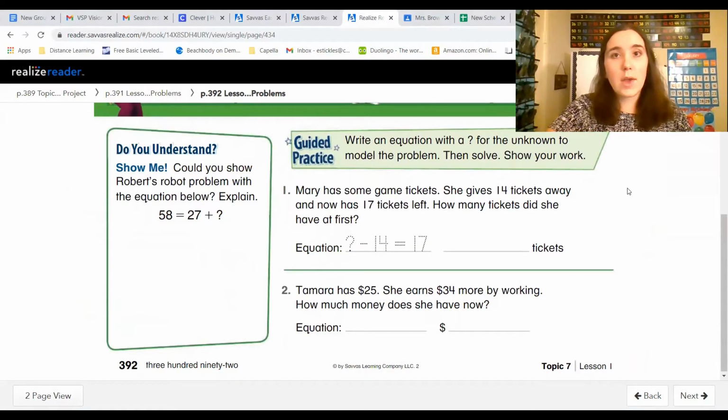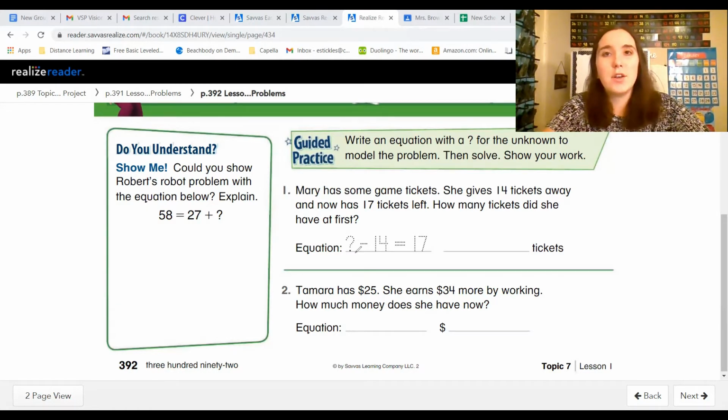Okay, I want you to grab your workbook and let's go do our guided practice. Make sure you have your workbook and your pencil, and we're going to be on page 392 in our workbooks to start us off. Let's see what our guided practice problems want us to do. It says, write an equation for the unknown to model the problem. Then solve, show your work. So remember, whenever we see a question mark, that is our unknown number. That's what we're solving for.